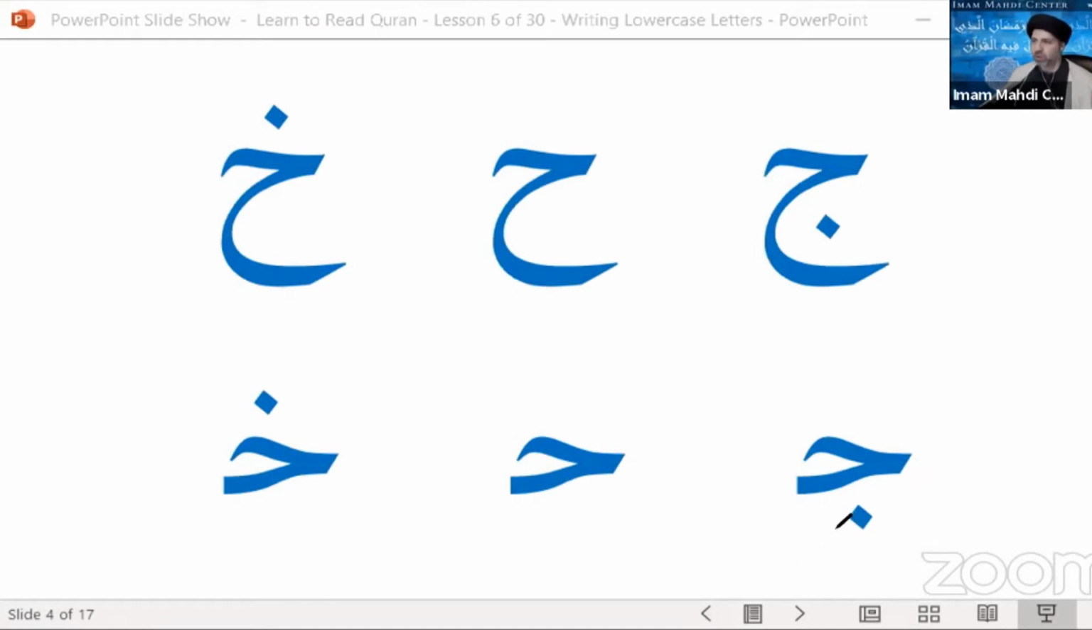So then we're left with the jim in its lowercase form, the ha in its lowercase form, and the kha in its lowercase form. As you notice here, once again, this is another group where all of the letters have the same basic shape. The tops of all of these are written in the same way. That's the jim, that's the ha, and this is the kha. What's the difference? The jim has 1 dot underneath, the ha does not have any dots, and the kha has 1 dot on top. So now let's write it ourselves.